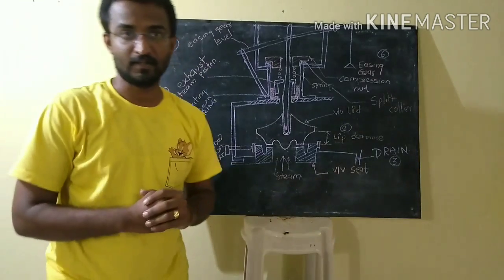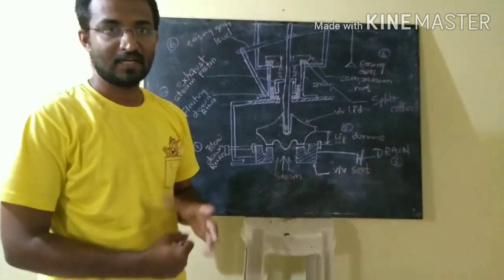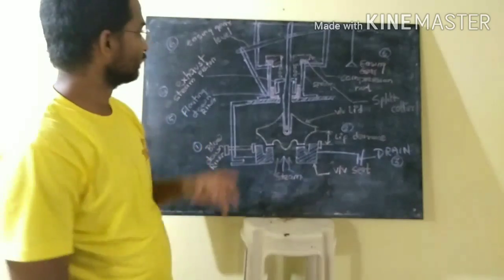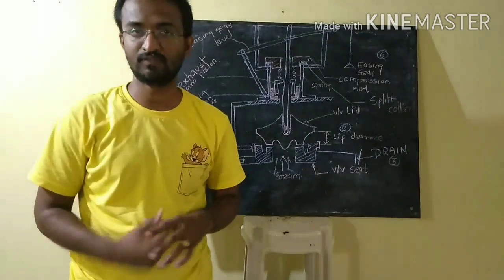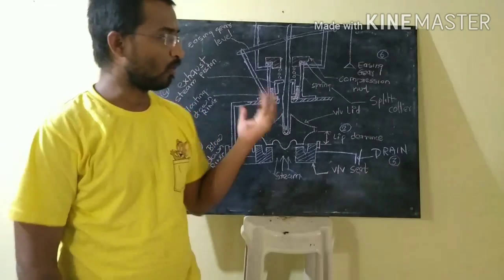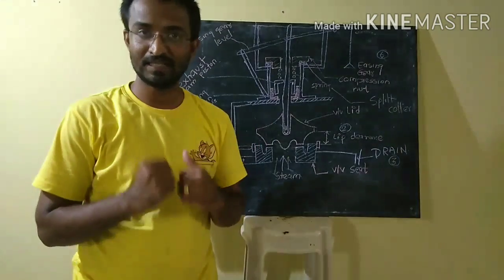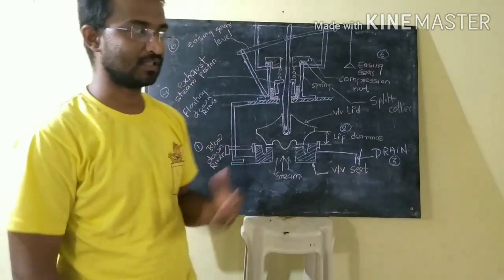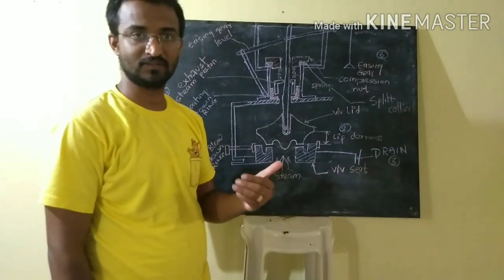Now the easing gear. There are 2-3 purposes of the easing gear. First, as the name itself suggests, we use the easing gear to operate things and check whether they are easy to operate or not. Generally we use it once a week.